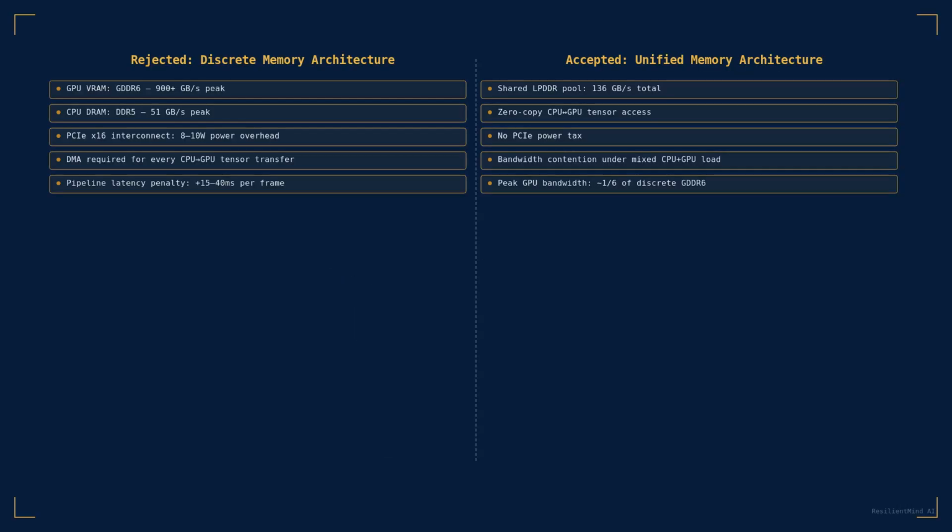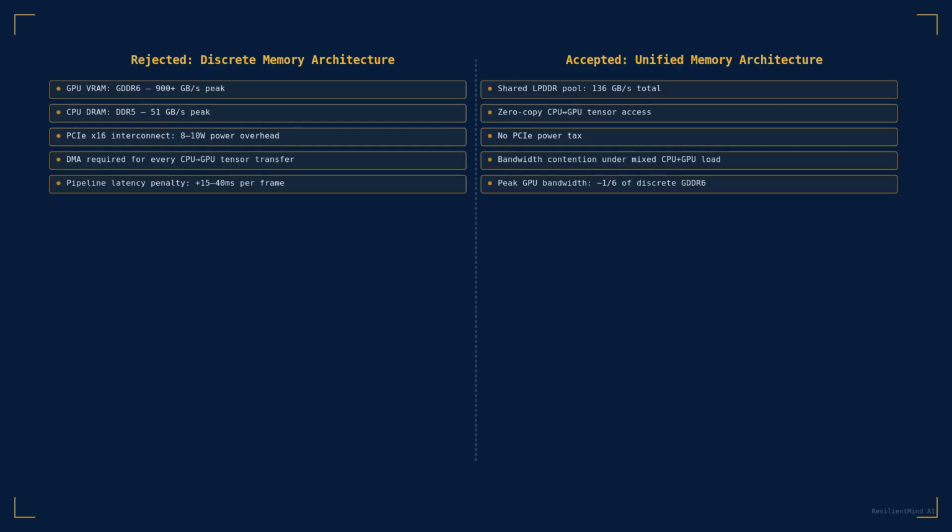First choice: unified memory architecture. Discrete GPU systems run 2 independent memory domains, GDDR6 on the GPU, DDR on the CPU, connected by PCIe. That configuration maximizes per domain bandwidth. GDDR6 delivers over 900 GB/s to the GPU. The problem is power. A PCIe x16 link at high utilization consumes 8 to 10 watts. On a 15-watt total platform budget, that is an unacceptable tax before a single inference operation runs.